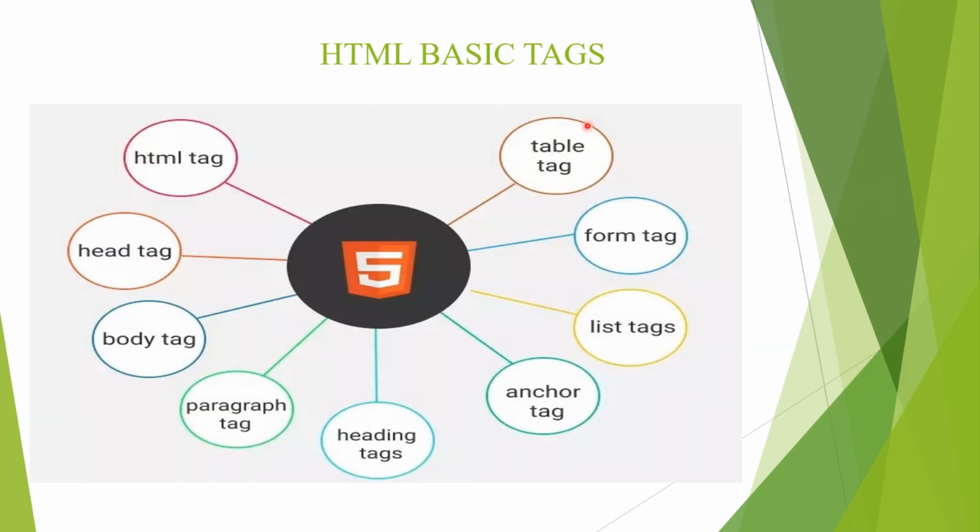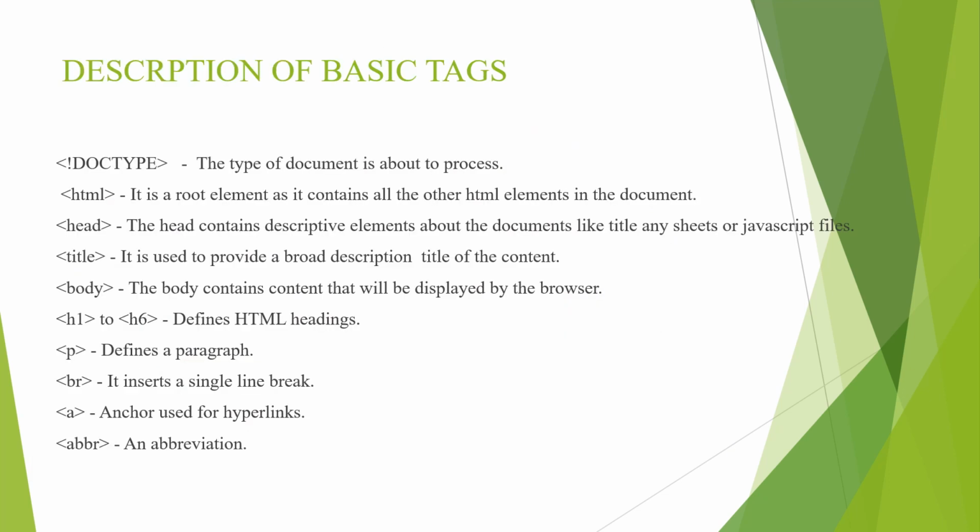HTML basic tags mainly consist of the HTML tag, head tag, body tag, paragraph tag, heading tags, anchor tag, list tags, form tag and table tag. Description of the basic tags. Document type mainly tells about the document how it is to be processed.